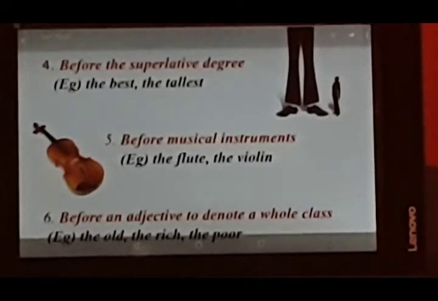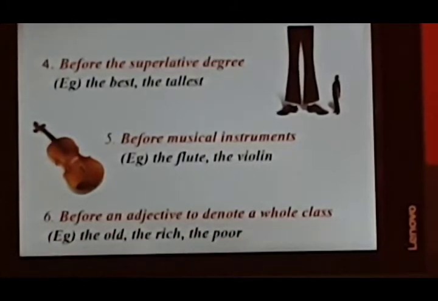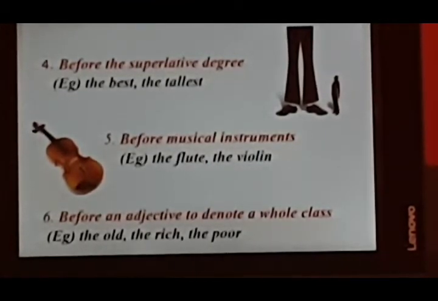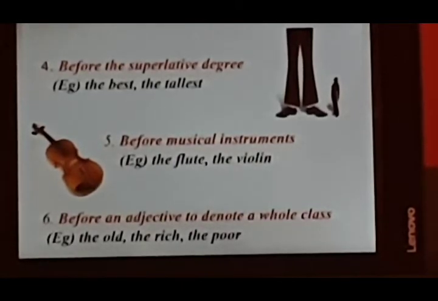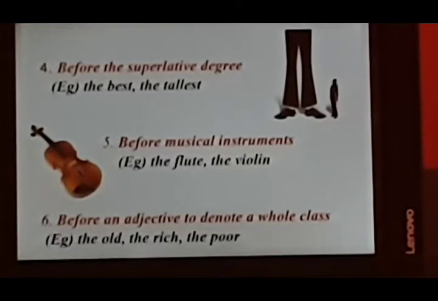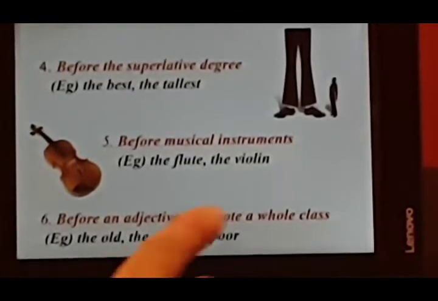Before an adjective to denote a whole class. For example, the old, when we are talking about the whole group or class. The old people, the rich. So we don't have to use people also here. The rich, that means we are talking about the whole group of people who are rich. The old, the whole group of people who are old. The poor, the whole group of people who are poor. So we are specifying that group.